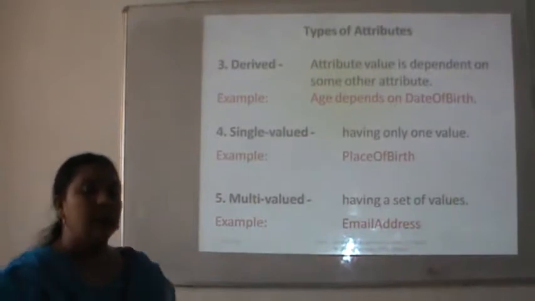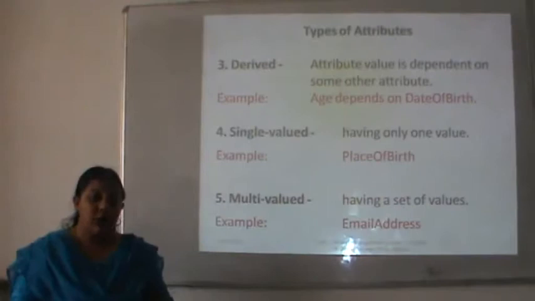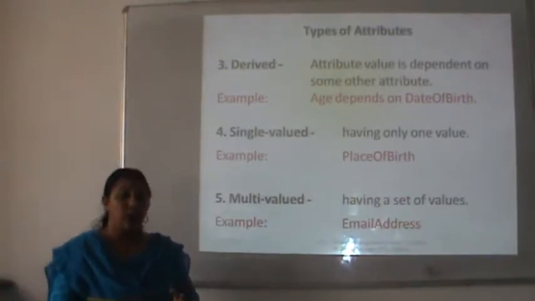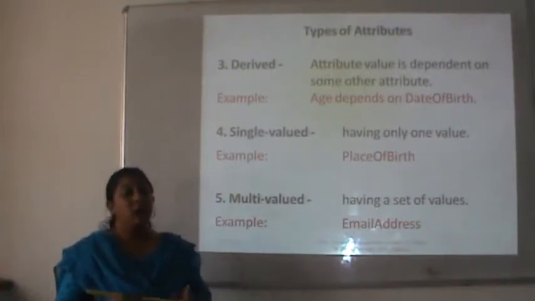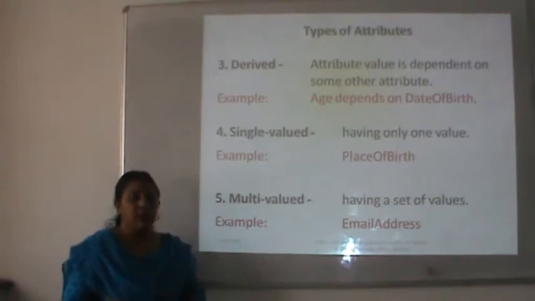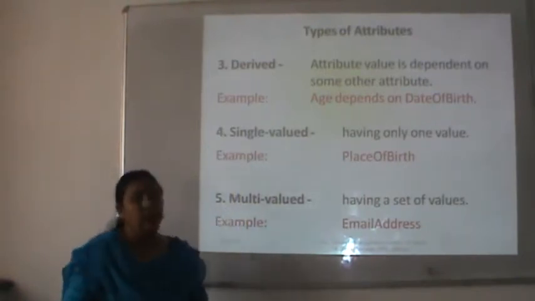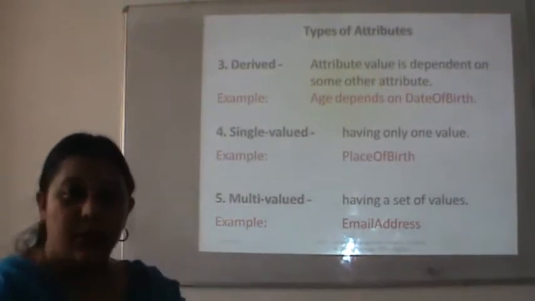So, we have simple attributes, which are atomic attributes, composite attributes, which are composed of different components. Then we have derived attributes, the value of which can be derived from other attributes, single valued attributes, which can have only one value, and then multi-valued attributes, which can hold multiple values.